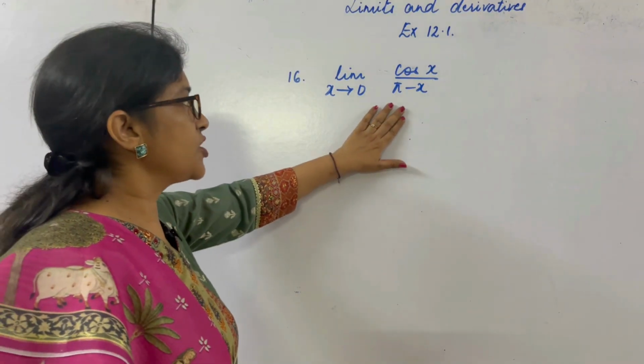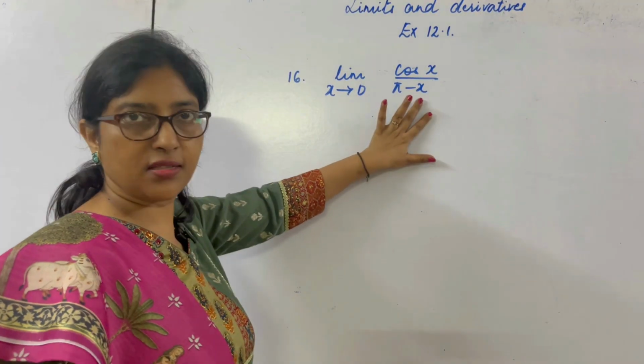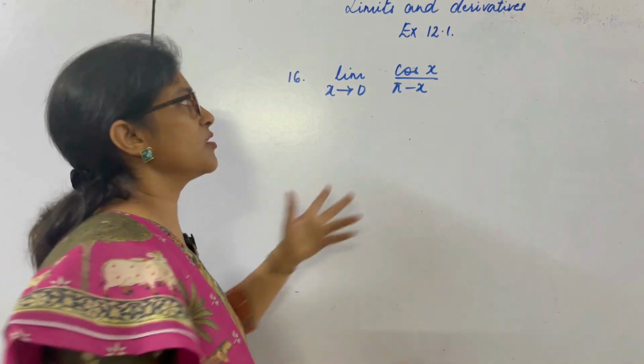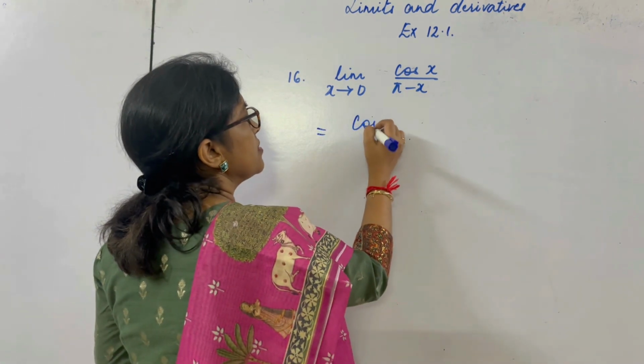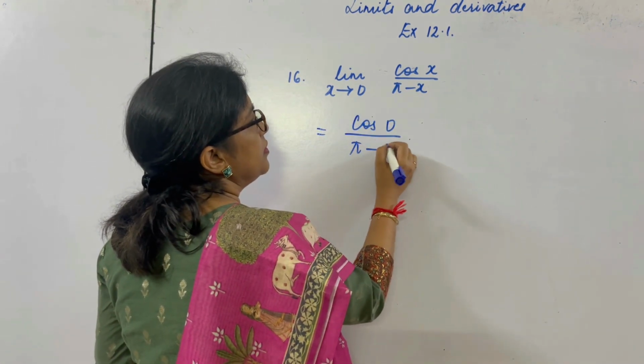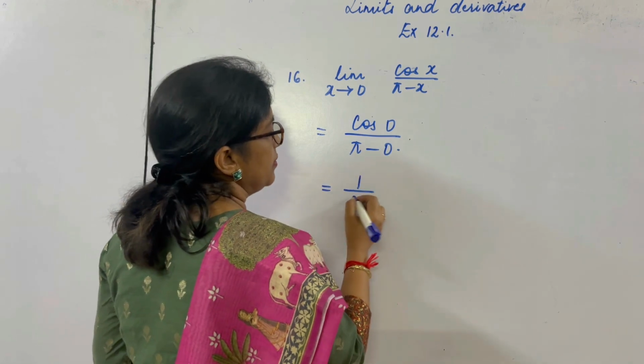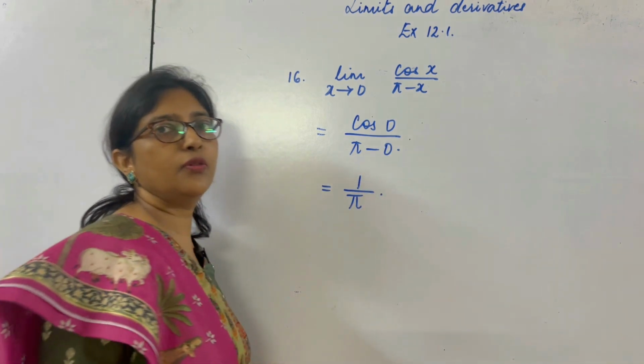Okay, for this question, if you substitute x as 0, it is no more a 0/0 form. So, directly substitute x as 0. What is cos 0? 1. 1 upon pi will be the limiting value.